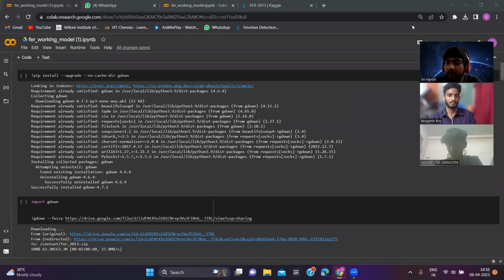Hello everyone. We are going to do a project called emotion classification. This project consists of three members: me, Benjamin, and Sanjeev. Why are we doing this project? In a growing computer domain, the computer does not understand human emotions. In this project, we are making the computer learn about human emotions and communicate with humans based on their emotions. We are taking the FER 2013 dataset, which is explained by Sanjeev.